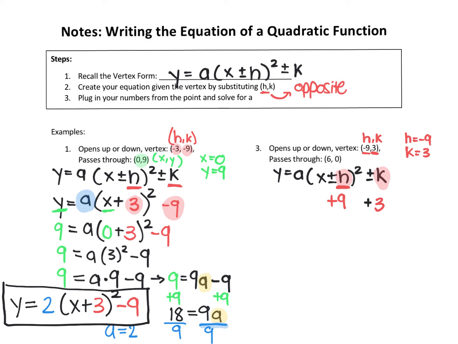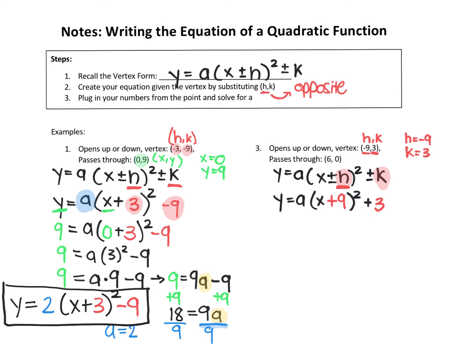Now I'm going to write everything else that I don't have. So I still have that y equals, still have and don't know a. I have x, and then this is squared. So can you do that first step, which is just plugging in h and k into the equation?